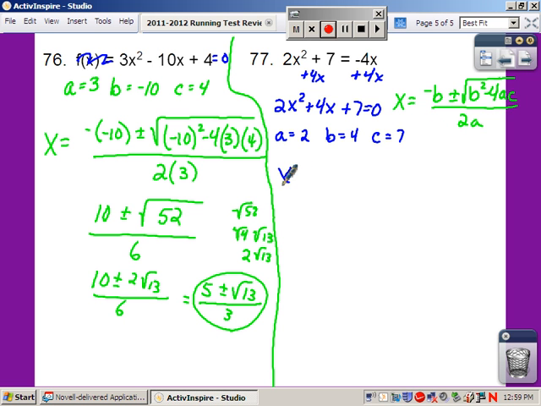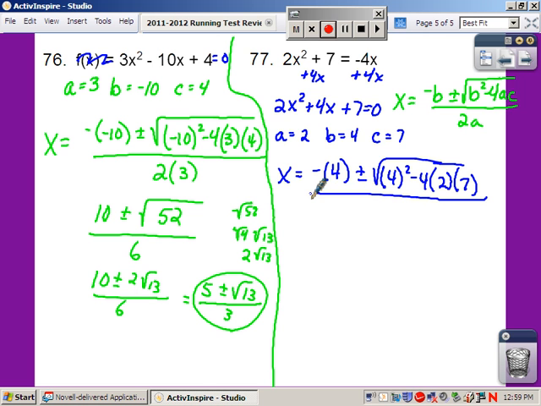So using the formula, negative b, plus or minus the square root of b squared minus 4 times a times c, all over 2 times a. Clean up step, negative 4. Okay, in here I got 16 minus, let's see, 4 times 2 is 8, times 7 is 56. We get 16 minus 56. That's negative 40.